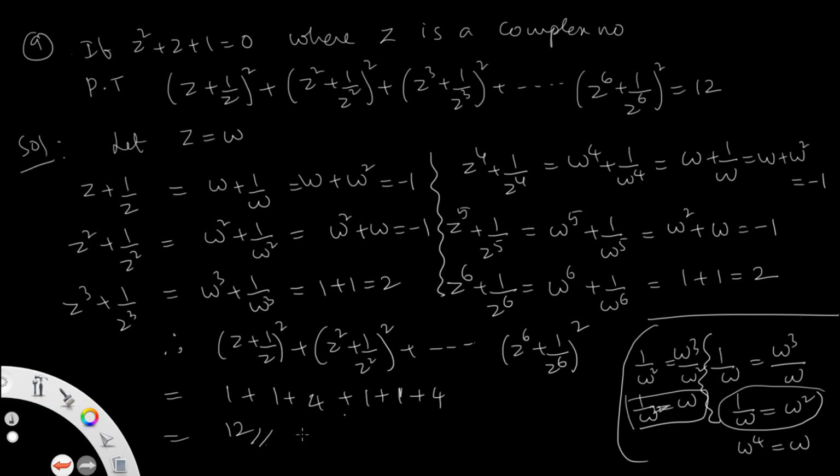Basic rules: 1 by omega square equals omega. 1 by omega is nothing but omega square. Omega power 4 is nothing but omega. 1 plus omega square equals 0. Omega cube equals 1. And omega plus omega square equals minus 1. So all those we have to learn. So now we go to question number 10.